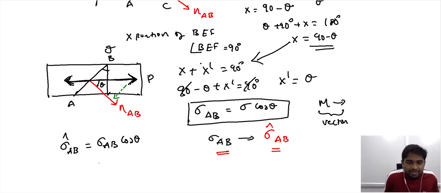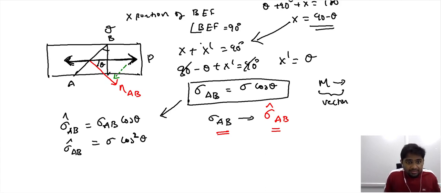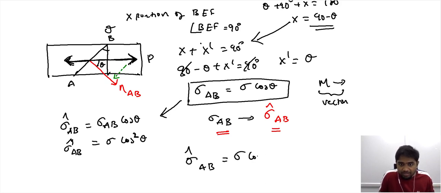So we arrive at this expression here, but we already have an expression for the stress experienced by AB along the loading direction P. That is nothing but sigma cos theta. So we can substitute this expression here, and what we end up having is sigma cos square theta. That is the stress experienced by the inclined area of interest along the normal direction N, which is sigma cos square theta.